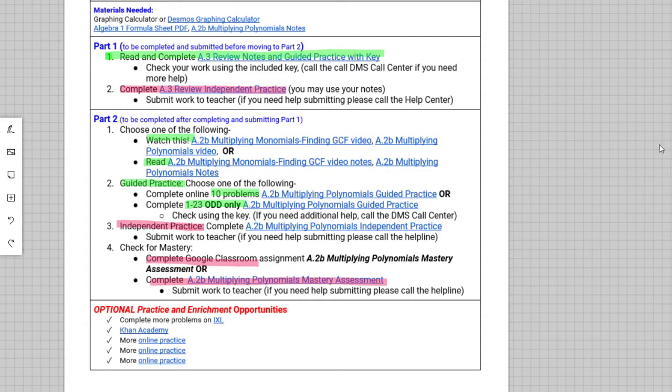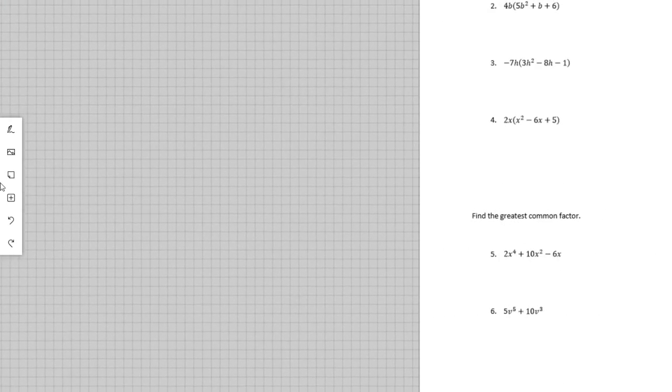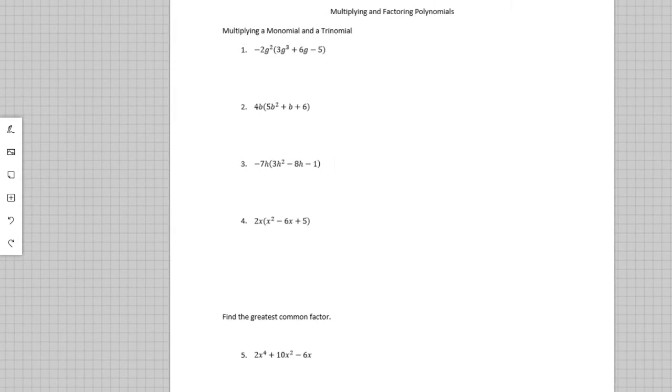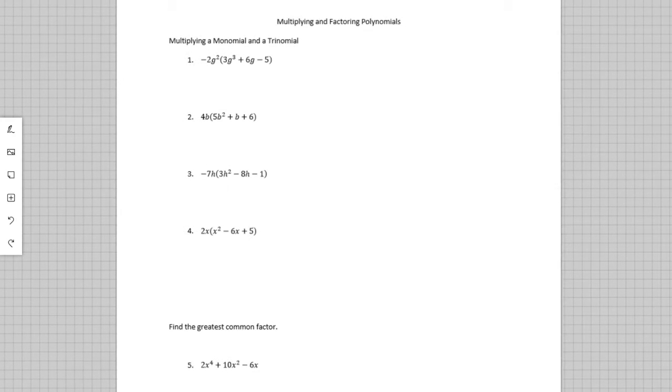Alright, so I'm going to go ahead and start with the notes. For the notes this week, I'm going to start with multiplying and factoring polynomials. Red and blue. Okay, let's pull this up. With multiplying polynomials, at least for the monomial and trinomial, we're going to treat it like the distributive property. So we're going to distribute the -2g squared into the trinomial. I'm going to draw a little arrow real quick.